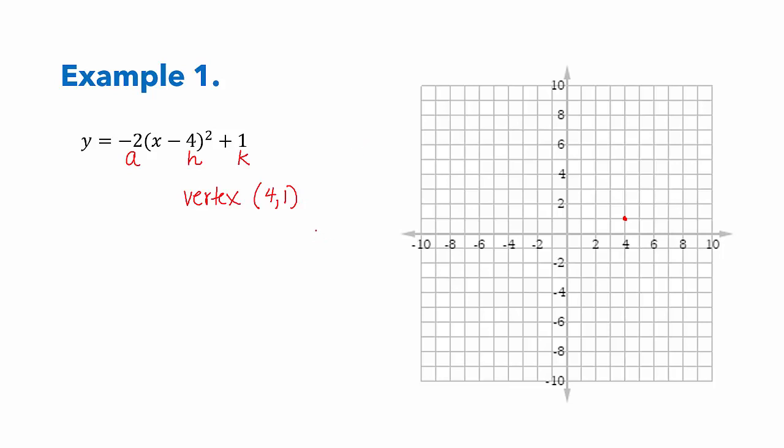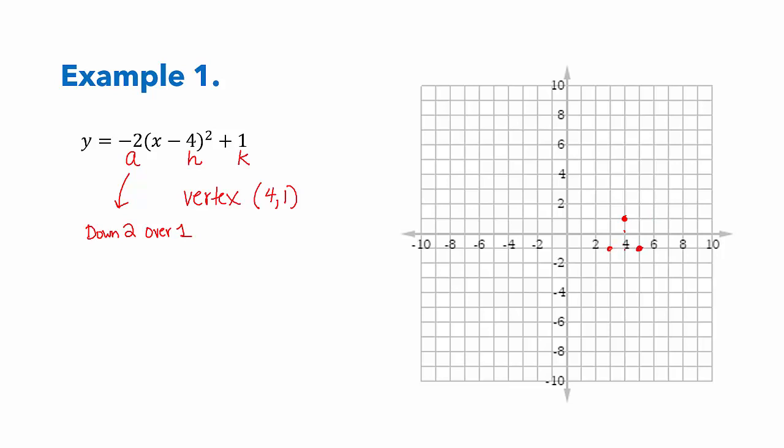The next step is to get some other points. I'm going to use this A value. So this A value tells me, because it's negative, that I can move down 2 spots and over 1. So I start at my vertex. I can move down 2, over 1.